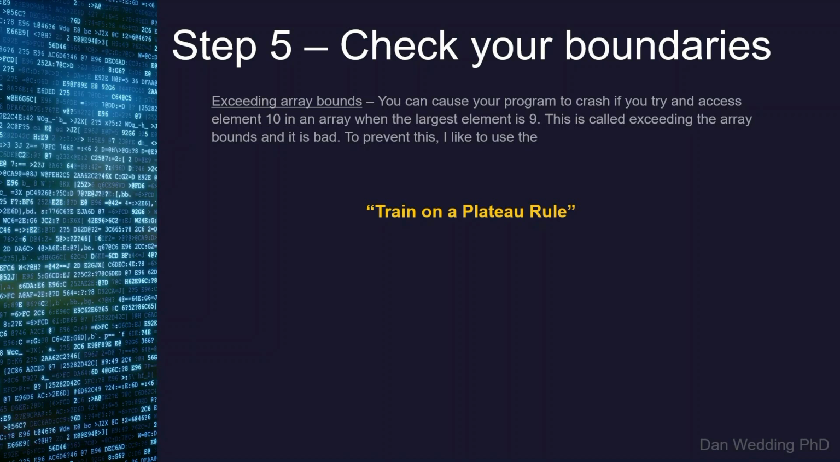You can cause your program to crash if you try to access element 10 in an array when the largest element is 9. This is called exceeding the array bounds, and it is bad. To prevent this, I like to use the train on a plateau rule.